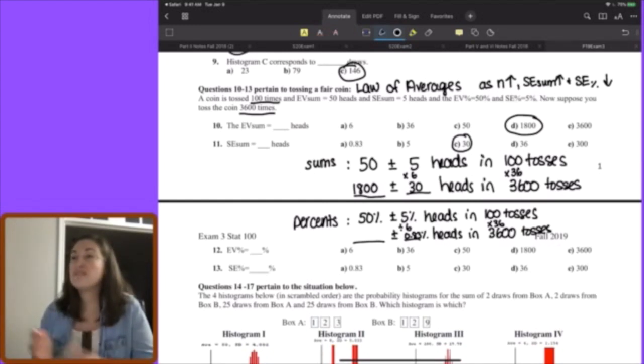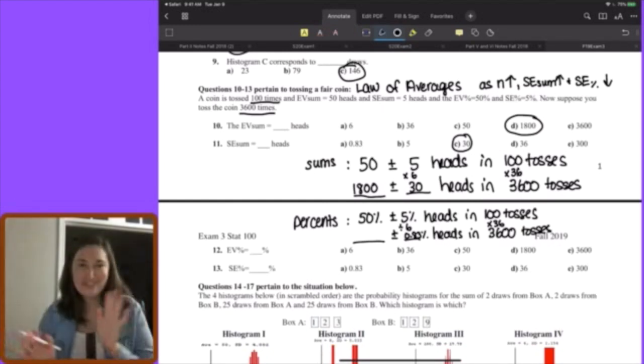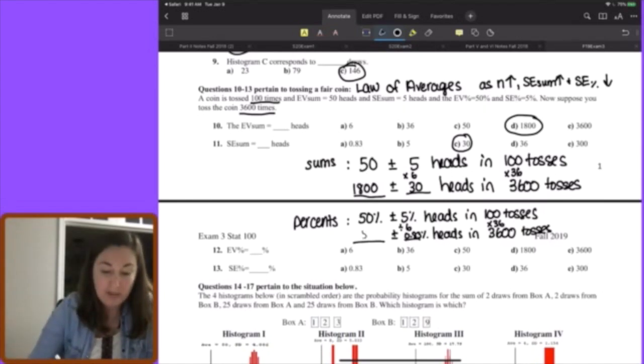And then for the expected value, again, I just like to think about it without a formula and say, okay, if you're tossing a coin 3,600 times, what percent heads do you expect to get? You're always going to expect to get 50% heads.